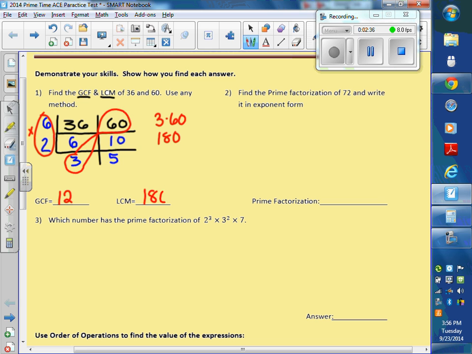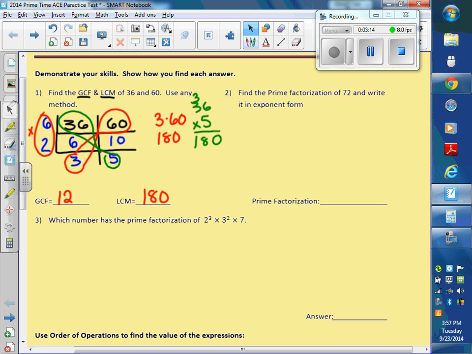You might be wondering what would happen if you did 5 times 36 instead. 5 times 36: 5 times 6 is 30, carry the 3, 5 times 3 is 15, add 3, you still get 180. So I picked the 3 times 60 because I could do that multiplication quicker than the 5 times 36.